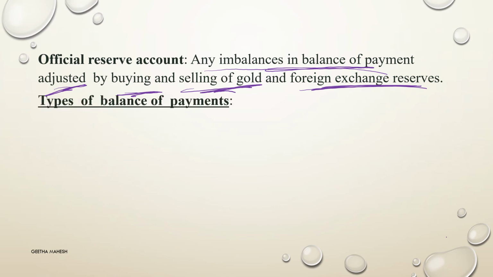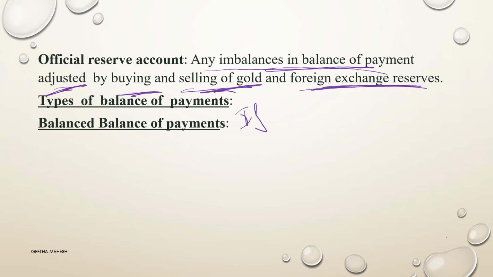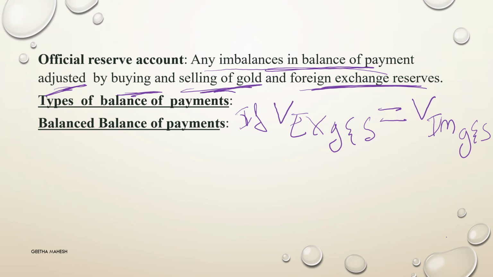Now let us discuss different types of balance of payment. There are three types of balance of payment: balanced balance of payment, surplus balance of payment and deficit balance of payment. Then what is balanced balance of payment? Here, if a country's value of export of goods and services is exactly equal to the value of import of goods and services of a country, then the balance of payment is said to be balanced.